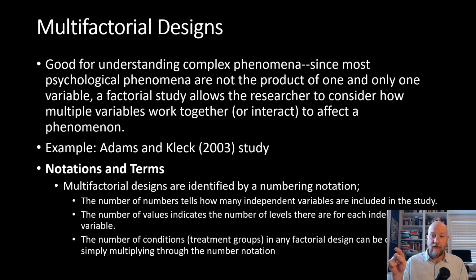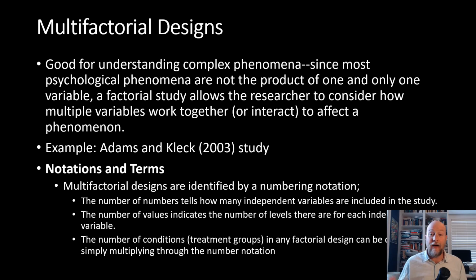We have anger in the Adams and Kleck study. We have anger with averted eye gaze, anger with direct eye gaze. We have fear with averted eye gaze, and we have fear with direct eye gaze. So you create this overlap that creates 4 possible conditions.